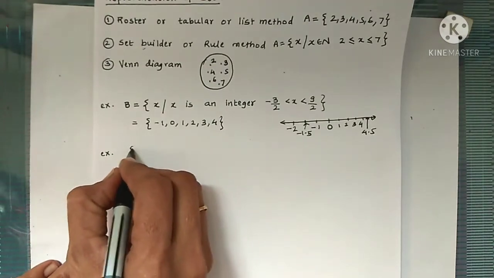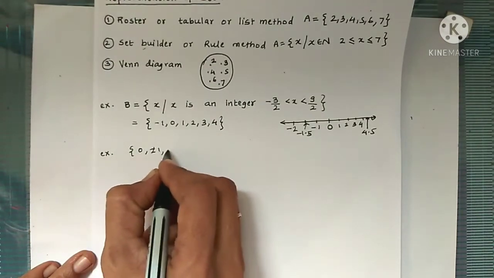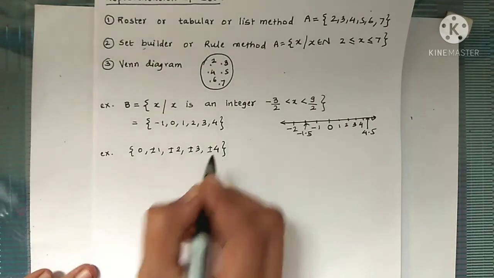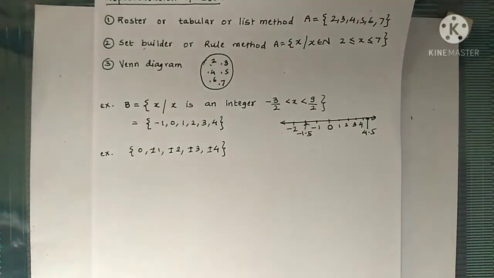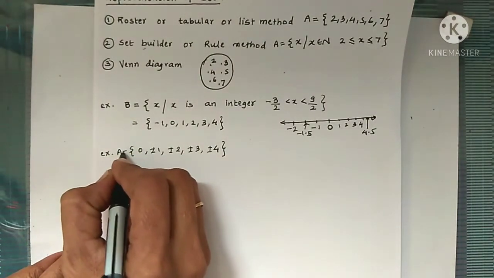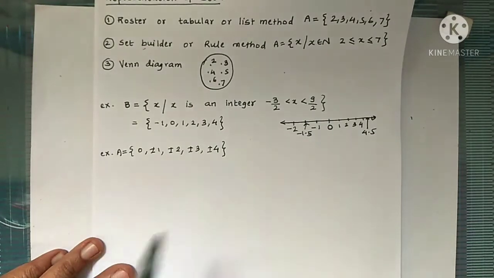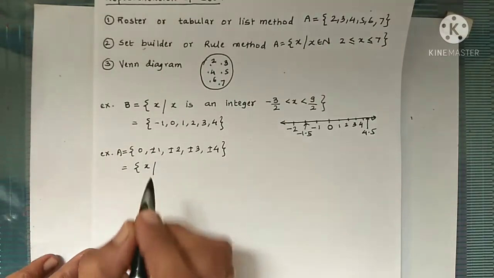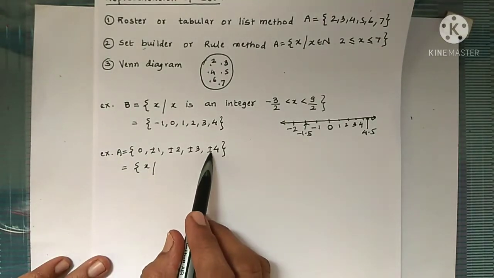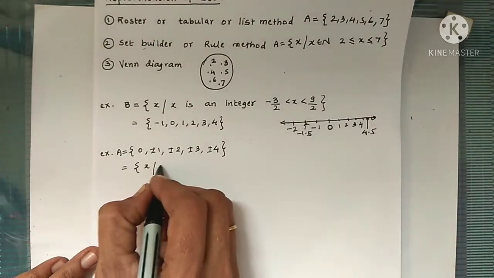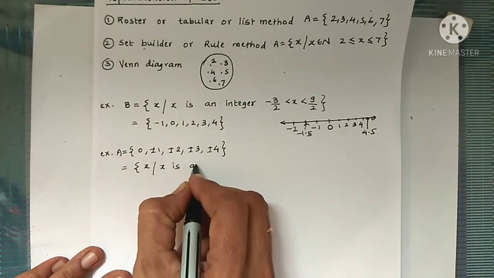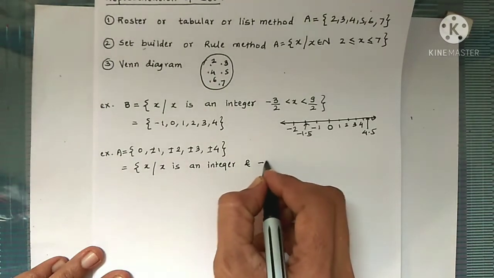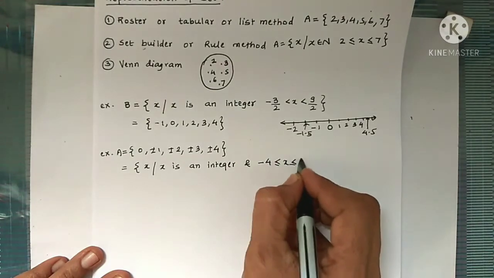Now let's list the numbers first. So ±1, ±2, ±3, ±4. Now represent this set by the rule method. If I denote this set by A, all the elements are listed. Now we want a rule. So we can take x. See here the numbers lie between -4 and 4. So we can write that x is an integer and this lies between -4 and 4.